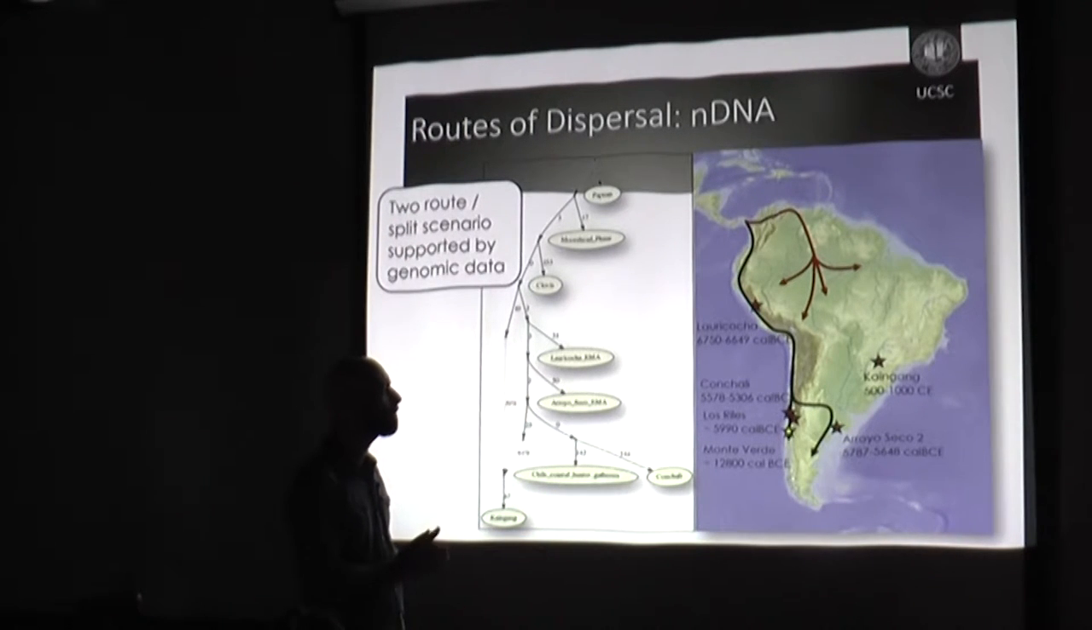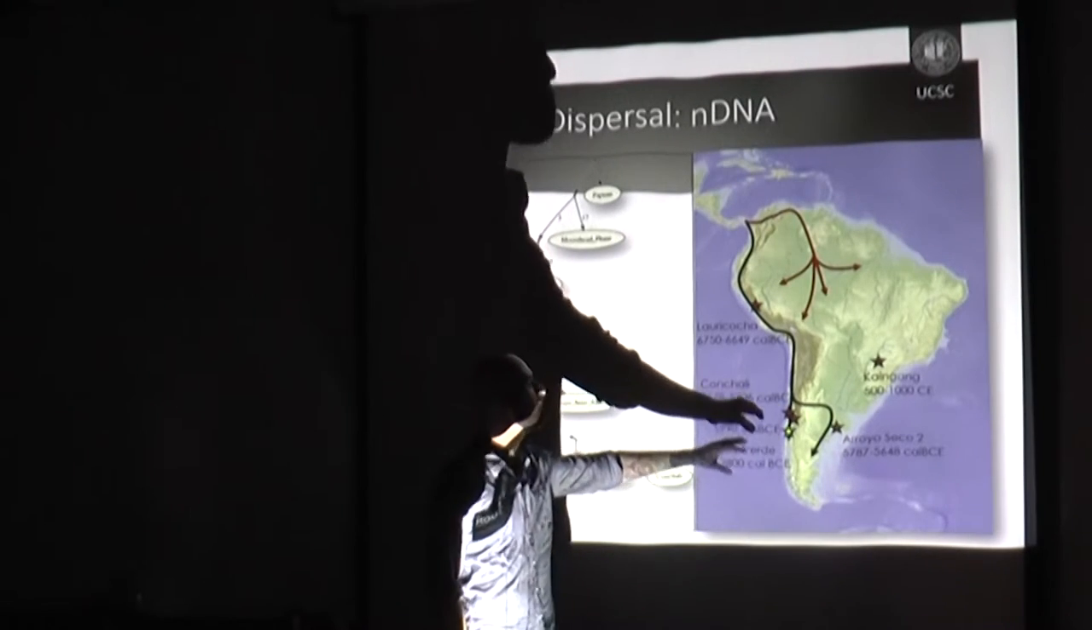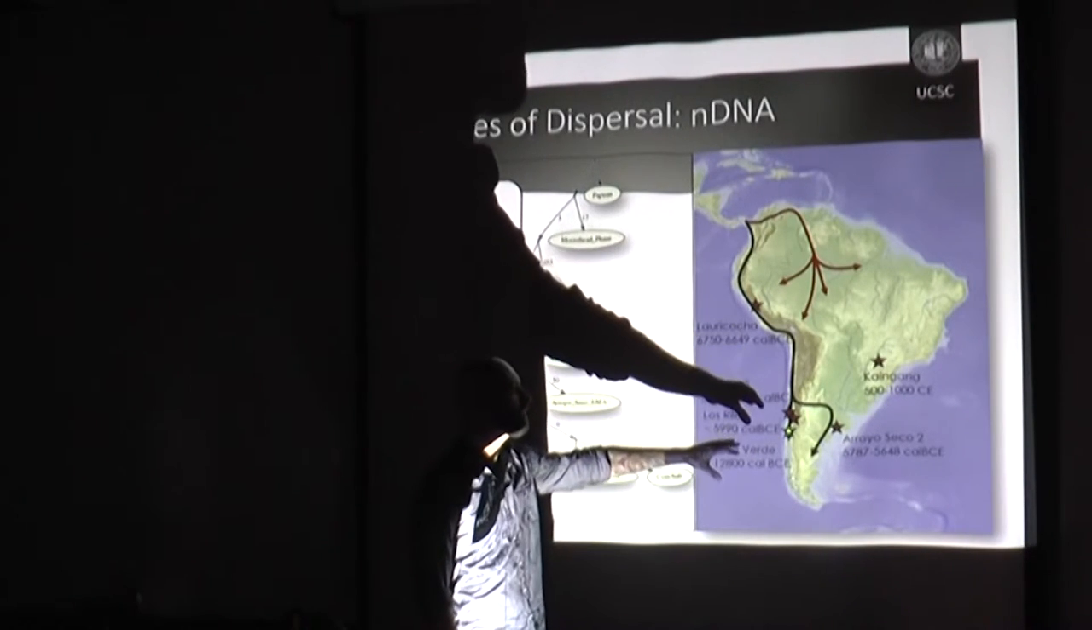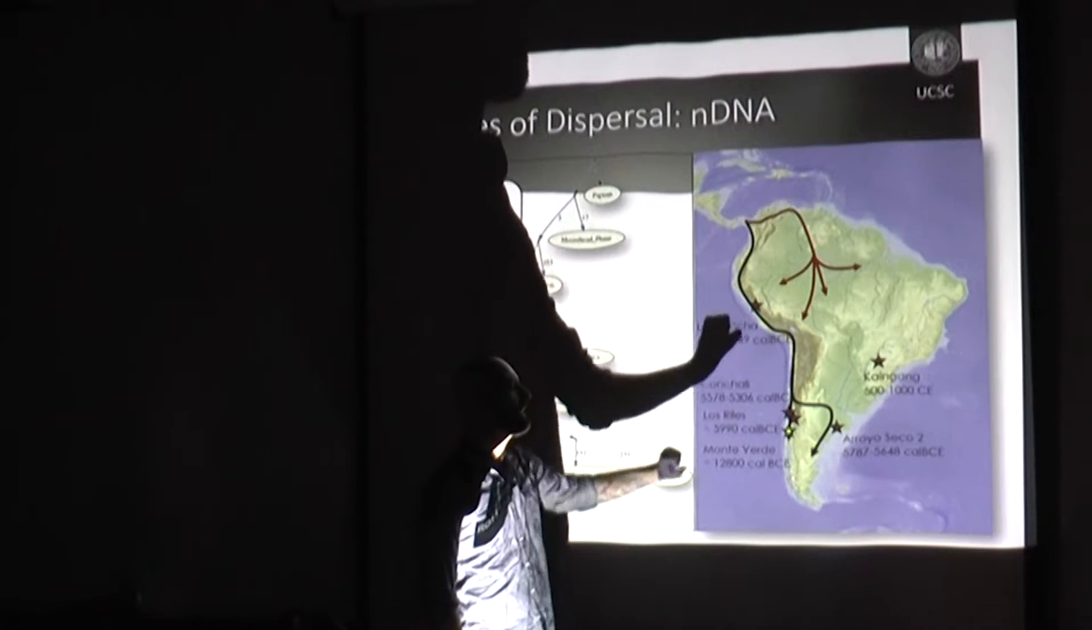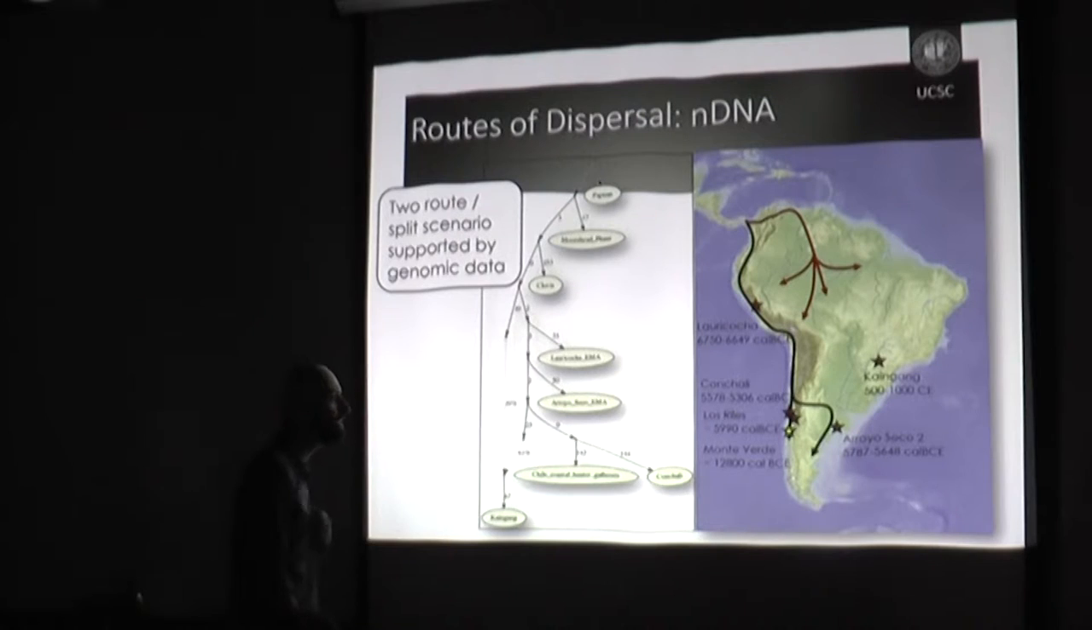And one wonderful thing that we could rely on was that we had all these very old individuals along the Pacific route. And we also have some ancient individuals from the Brazilian highlands that we could look at, plus, of course, all the modern genetic data that is available. And so what we did, and I'm sorry, I can't read it here, is that we modeled and looked at which scenario is the most likely scenario for a route.